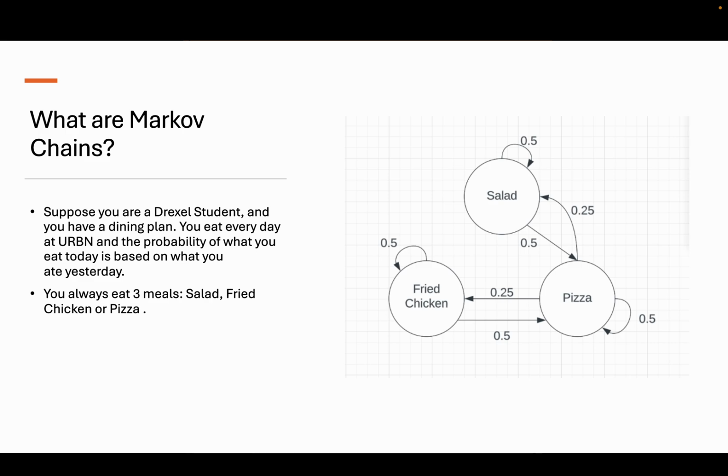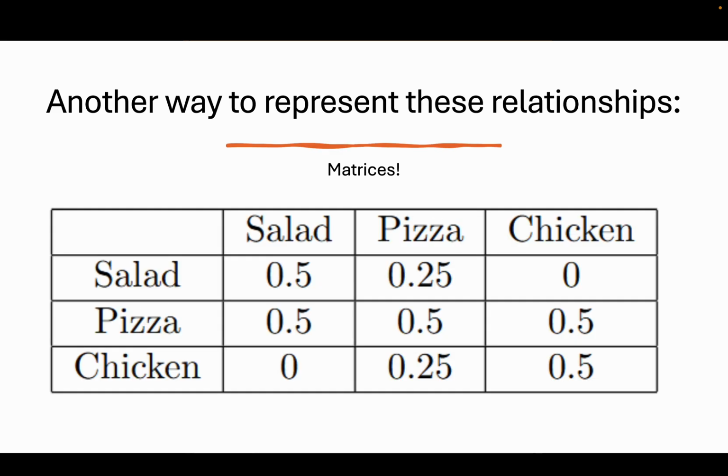Another way to represent these Markov chains, besides a graph, is by using matrices, where the columns correspond to each of the states. As you look at the matrix, you see that all the values in each column add up to 1, which corresponds to the probabilities.